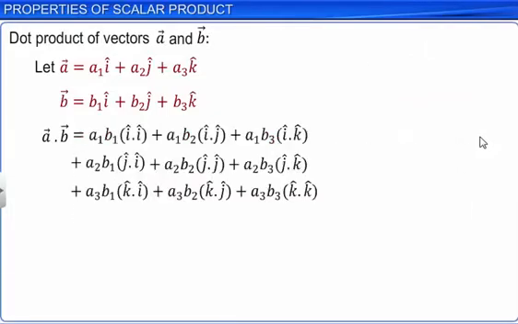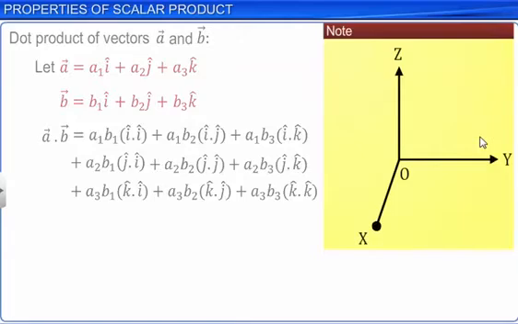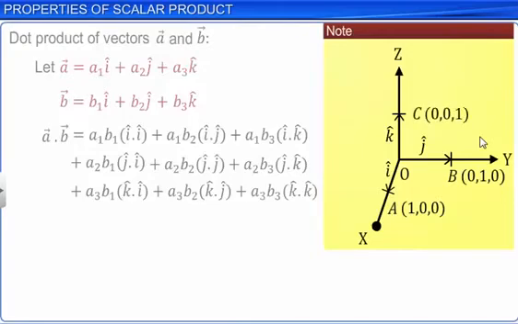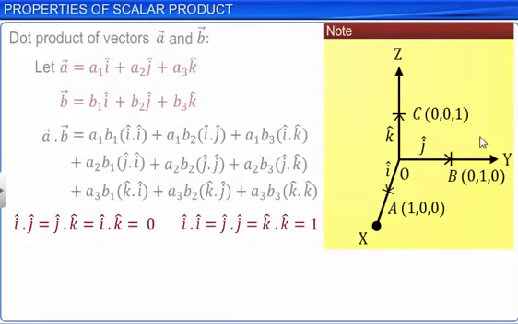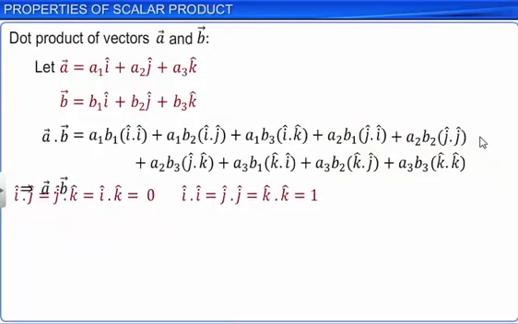We know that unit vectors i, j, and k are mutually perpendicular to each other. We also know that the dot product of two mutually perpendicular vectors is 0, and the dot product of a unit vector with itself is equal to 1. Substitute the corresponding values in the expansion.